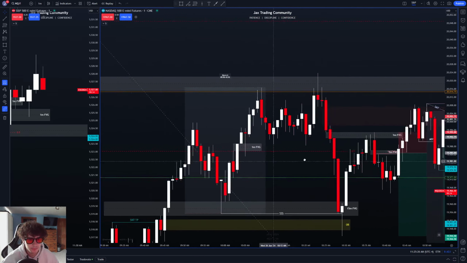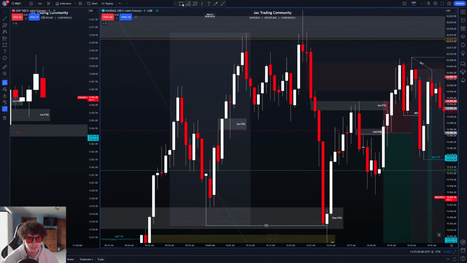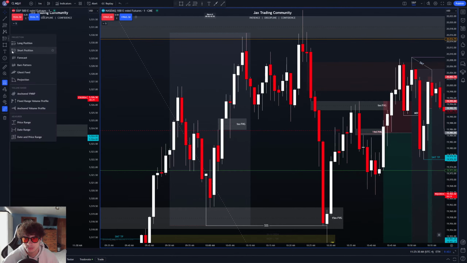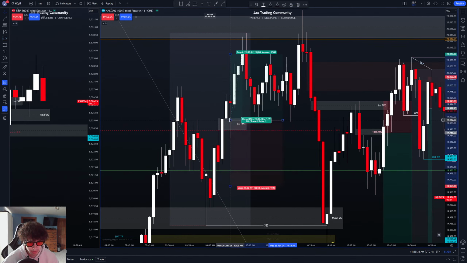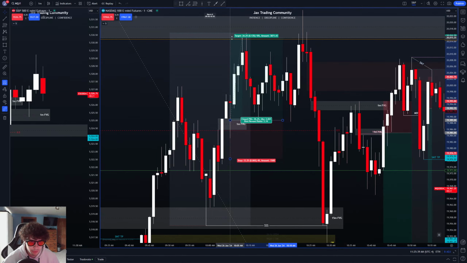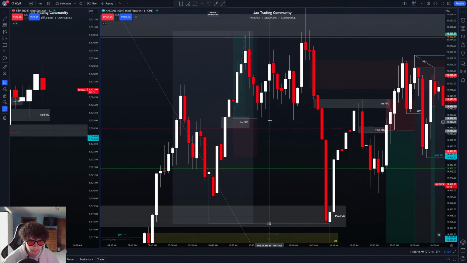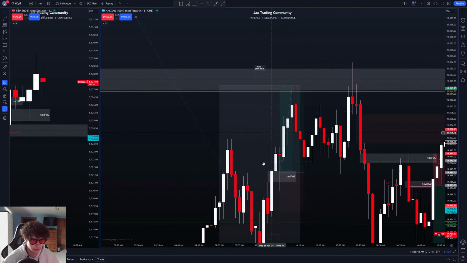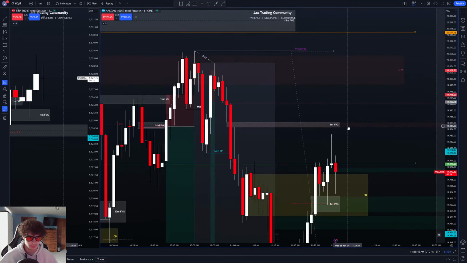So if I was trading at this time, which I was, I didn't realize it was 10 a.m. If you took a position, let's say right here, you put your stop there, you can put your take profit up here. This would be a 1 to 2.14 RR, and it would have been a successful trade.